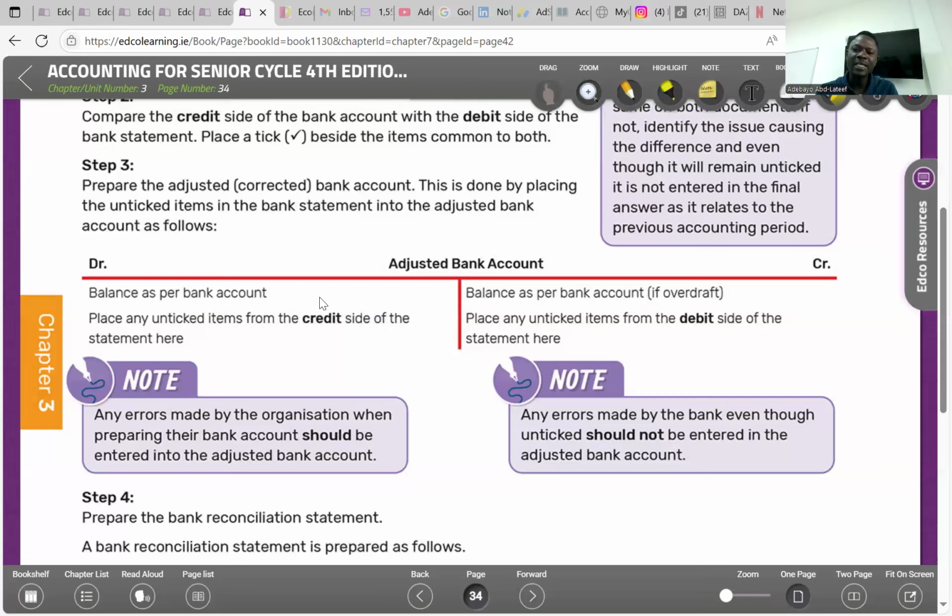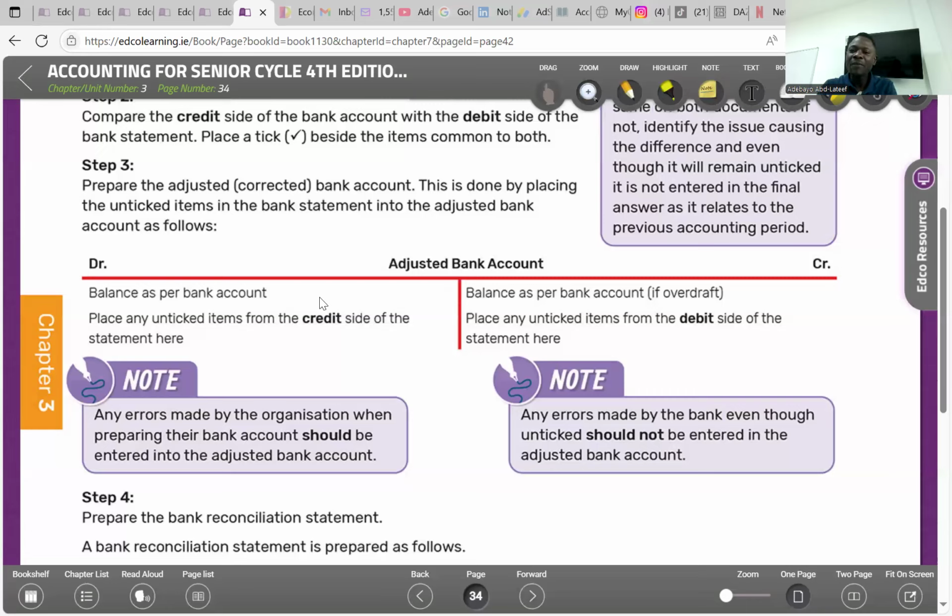On the credit side, you will have the balance as per bank account only if you have an overdraft from the bank, which simply means you'll be having a debit from the bank.